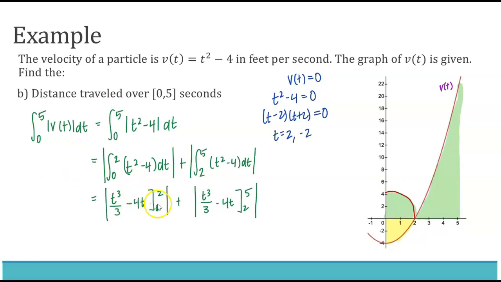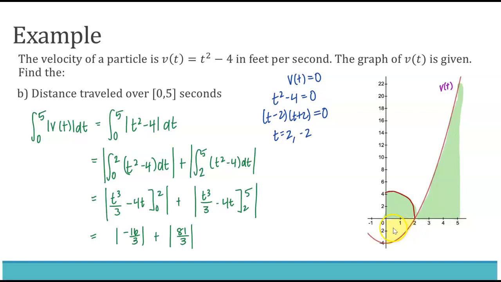So I'm going to go ahead and skip the computational part here. We're plugging in 2 and plugging in 0, and I'm just going to give you that value. This is going to be negative 16 over 3. Again, we knew it was negative because it was originally below the x-axis. And this part here, if you plug in 5 into both t's and 2 into both t's and subtract, we get a positive quantity. We get 81 over 3.